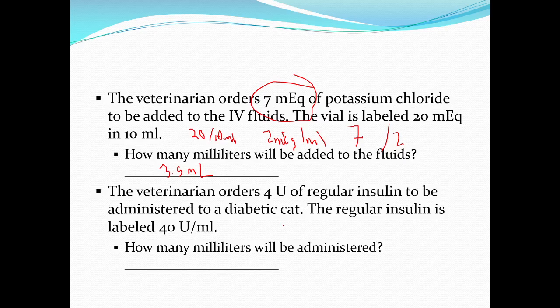The veterinarian orders 4 units of regular insulin to be administered to a diabetic cat. The regular insulin is 40 units per mil. So if we're giving 4 units and the concentration is 40 units per mil, how many mils? Now, be aware that most of our insulin is given in units, but this is just one way to do a concentration. So 4 divided by 40 is 0.1 mLs.